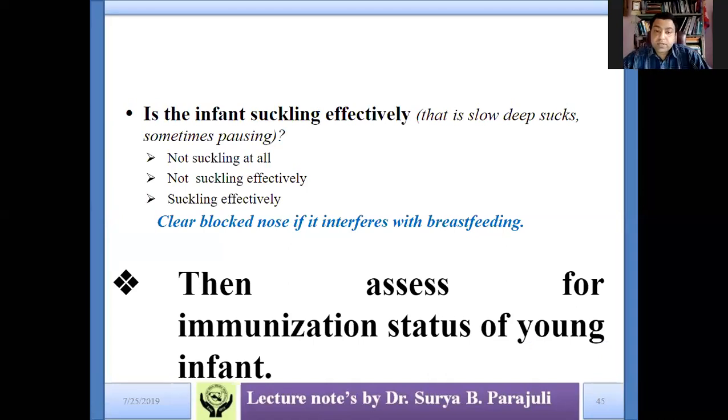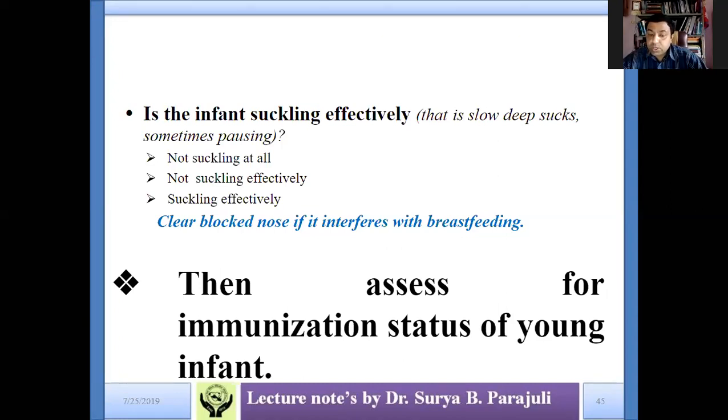So based on this, is the infant suckling effectively? That is slow, deep sucks, sometimes pausing. Effective means slow, deep sucks with pausing in between. Not sucking at all, not suckling effectively, or suckling effectively.